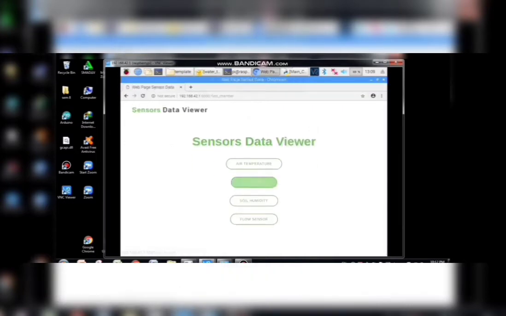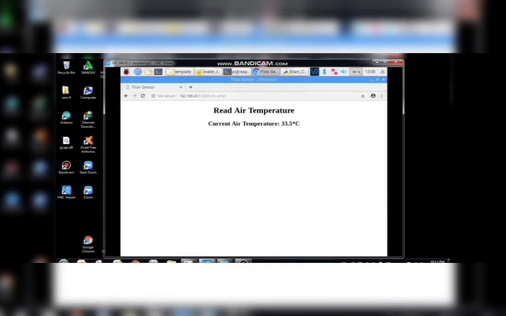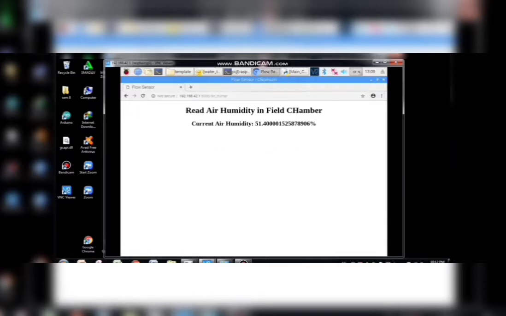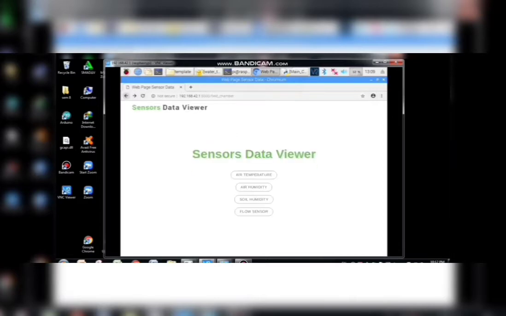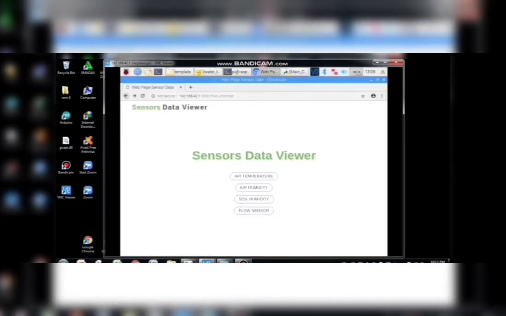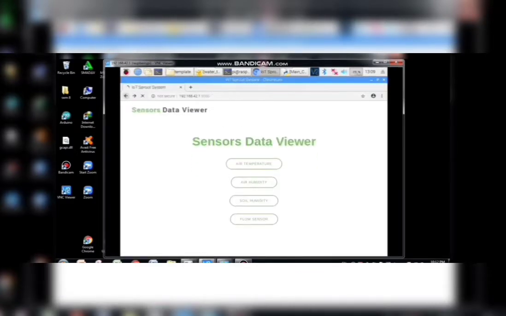Now the field chamber. Now we are going to find air temperature, then air humidity by the DHT sensor. After that, we are going to find the soil humidity, and then we are finding the flow sensor value at this time. The flow sensor is working.